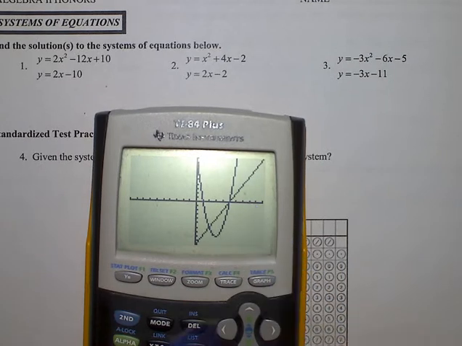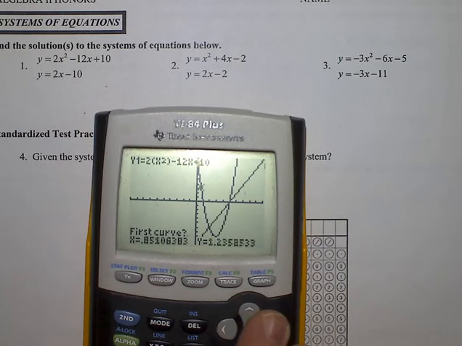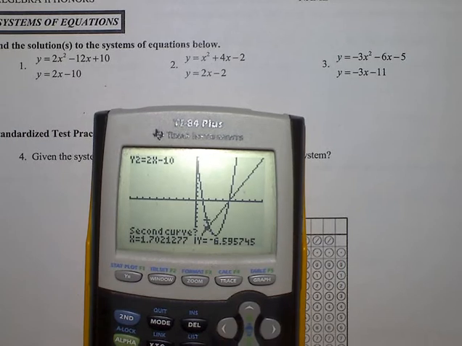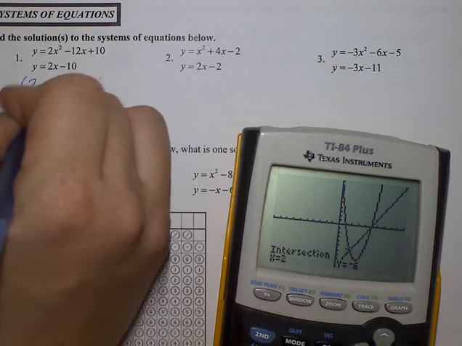so I'm going to go second trace intersect, and I'm going to use the cursor to get close. First curve just means first equation you plugged in. Press enter will be the second equation you plugged in, and then over the top of where they do intersect. So 2, -6 is one intersection point.